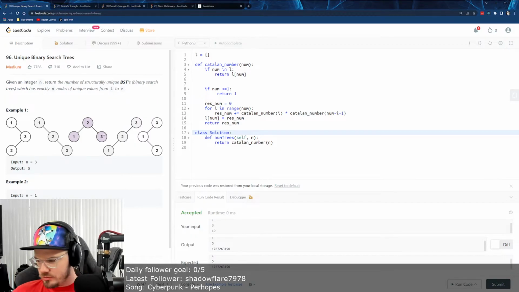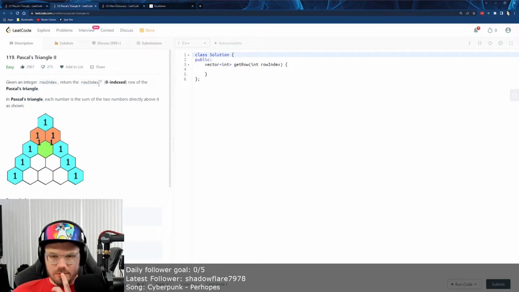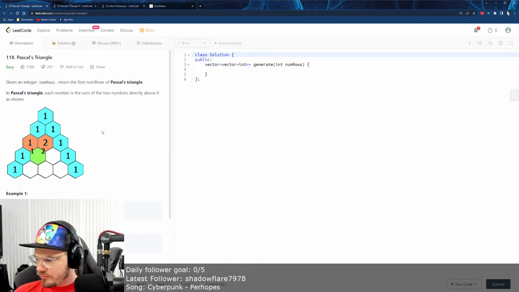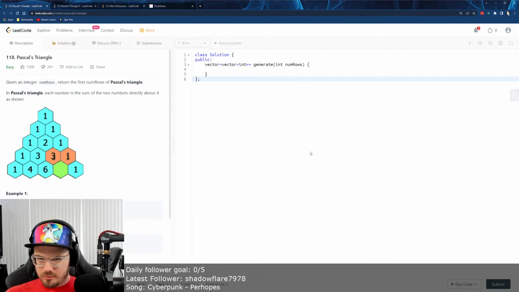Next, we're going to move on to what I'm expecting to be fairly straightforward dynamic programming problems, straight from the dynamic programming study plan on LeetCode. We have Pascal's triangle. And then after that, we have Pascal's triangle II. I'm not sure what the difference is, but we'll find out. And I'm going to solve these after I take a quick, I believe, 5 minute break, and then I'll be back to do a little bit more dynamic programming. So, be right back.